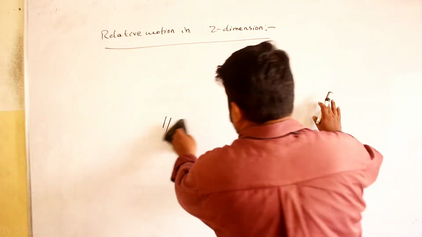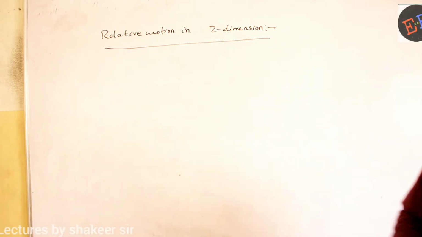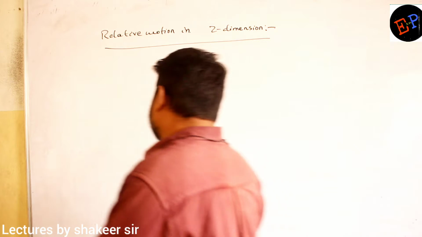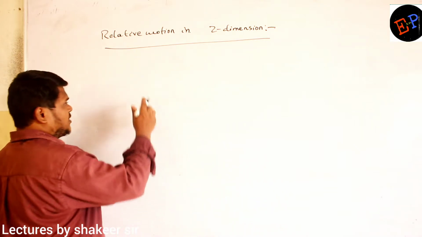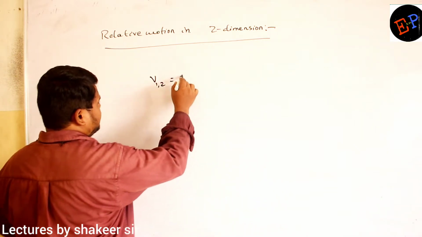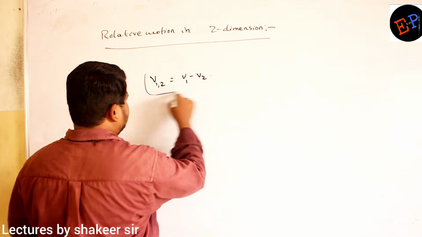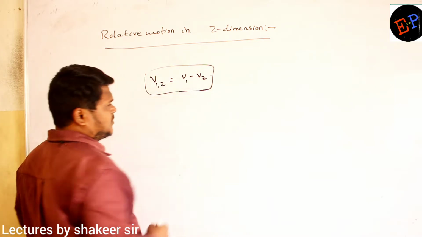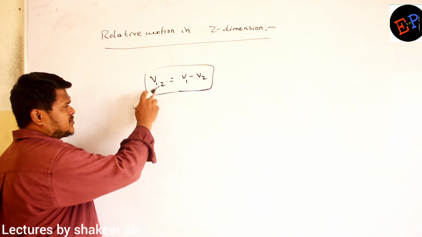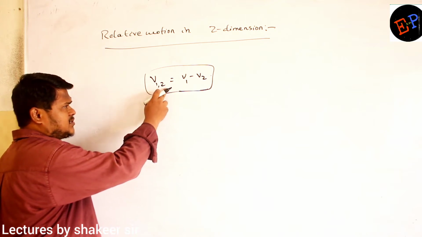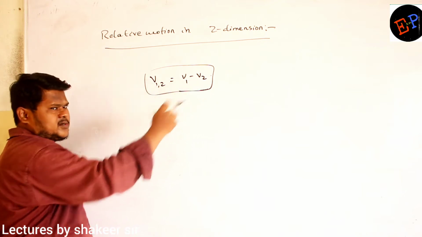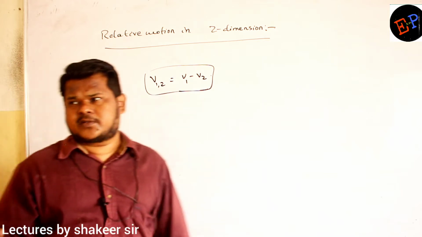Relative motion in two dimensions. Already we discussed, for example, in one-dimensional motion what we have studied: V12 is equal to V1 minus V2. Relative velocity of the first body with respect to the second body is written as velocity of the first body with respect to ground minus velocity of the second body with respect to ground.